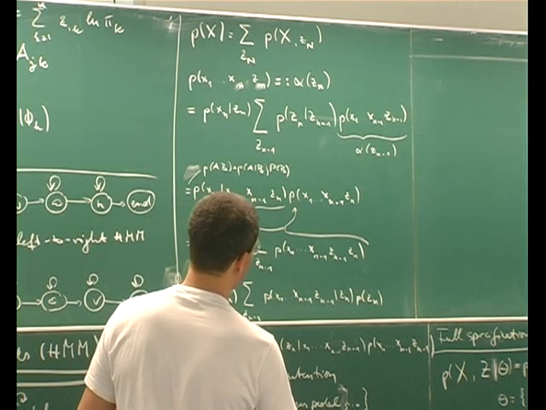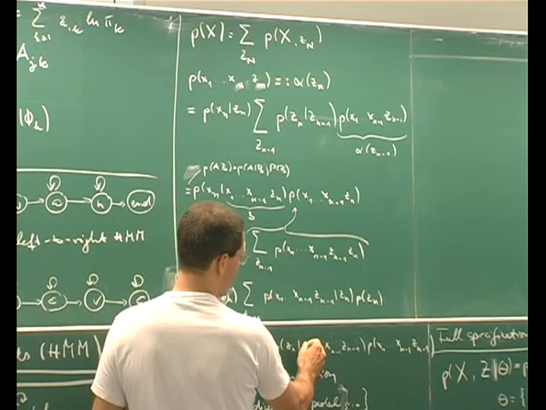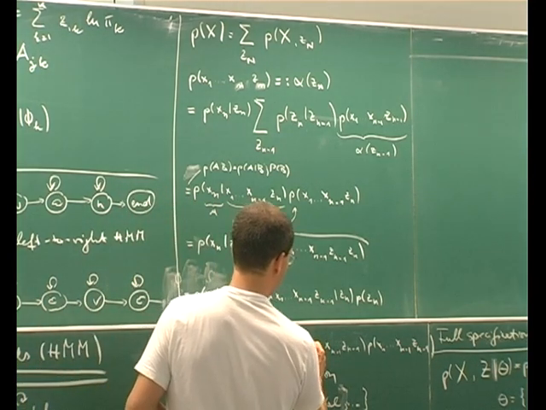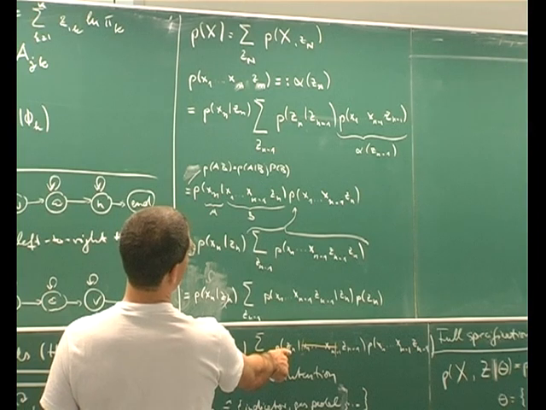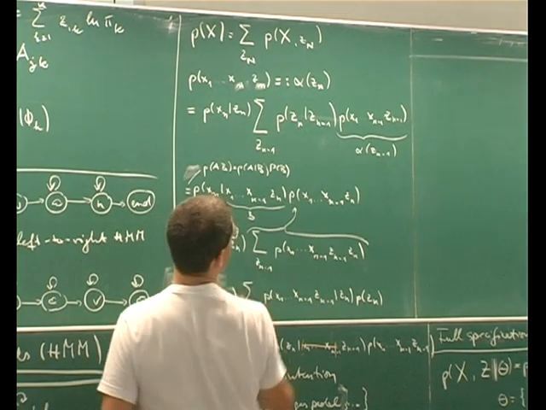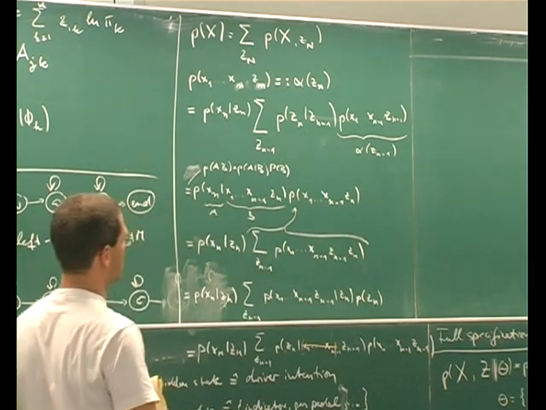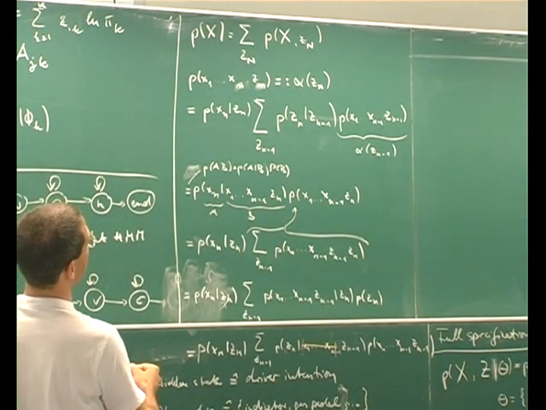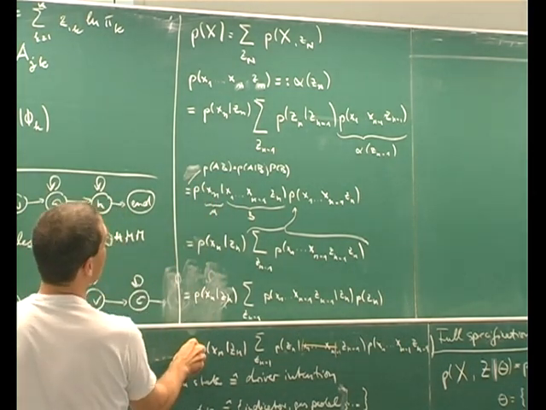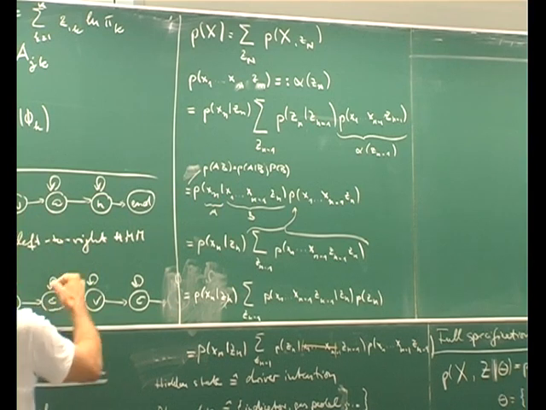Now, by the D-separation criterion, I can omit all of these. I can forget about all of these x's, and what I'm left with is this term here, and that is that term there. Okay, so I've written these lines just to show that this line is actually true.